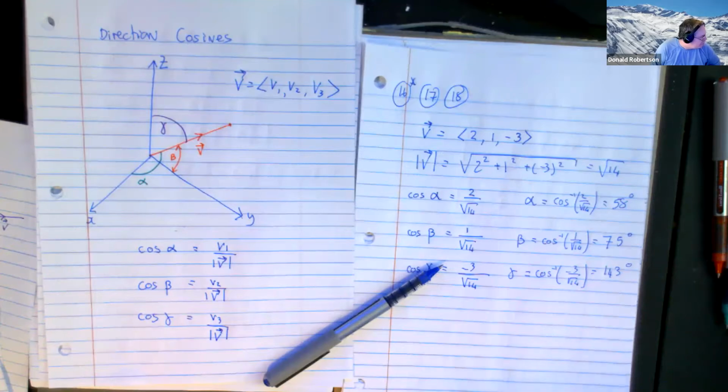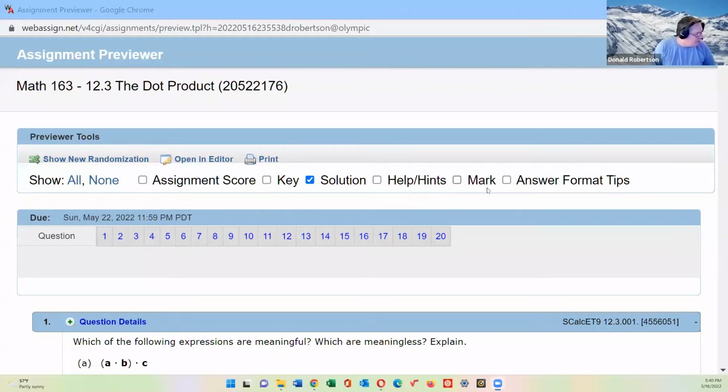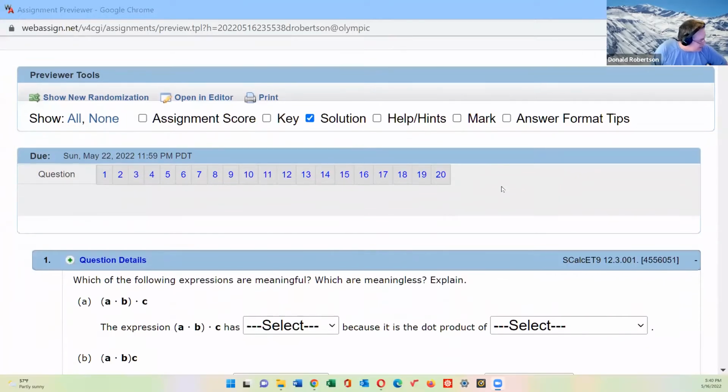This is, I think it's only question one. I hope it is only question one. Yes, it is. Question one has a strange little puzzly question. There are no calculations. You're only telling me, is something meaningful? What does that mean? Right.